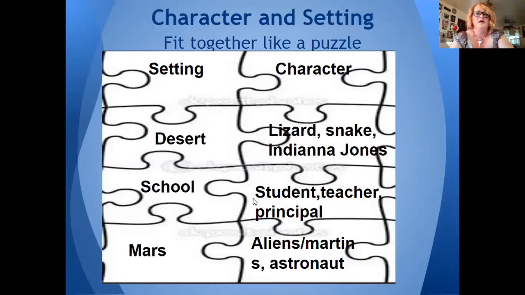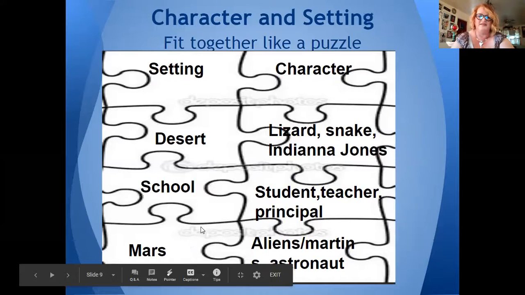Okay? All right. The character and the setting definitely go together like a puzzle. So we talked about setting first and the character. Like here, the setting is the desert. We have lizards, snakes, Indiana Jones. School, okay, that's another setting that we're not in yet. I wish we were. We have the student, the teacher, the principals, right? Mars, that's your setting. There's going to be aliens, Martians, astronauts. Okay.